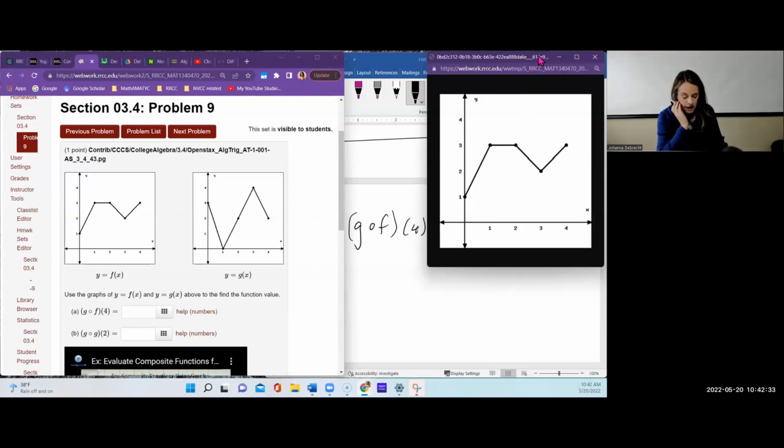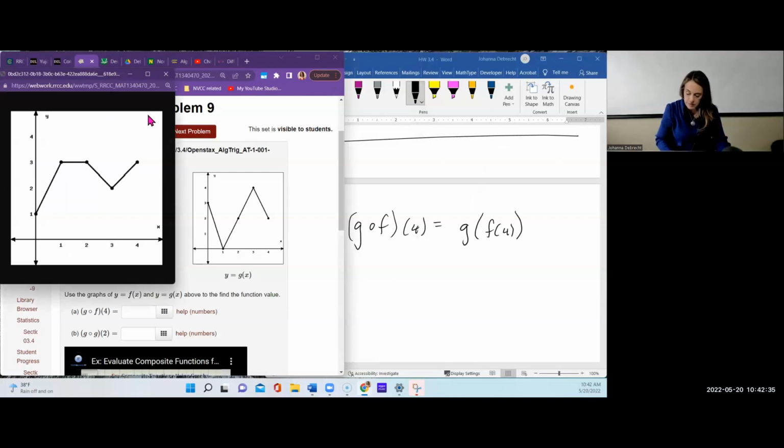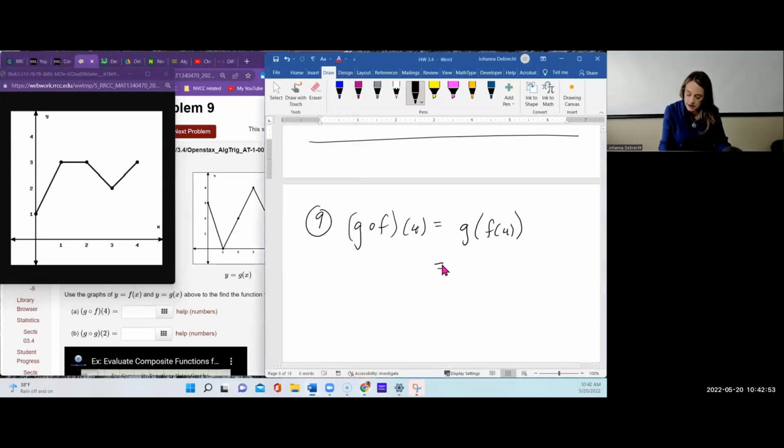When I'm looking at the graph of f, this says f of 4. Well, what is f of 4? When x is 4, what's the y value? Come across to x equal 4, then move straight up in a vertical line till you hit the graph. The y value coming across is 3. So this means that f of 4 is 3. So I'm looking for g of 3. How do I find g of 3?